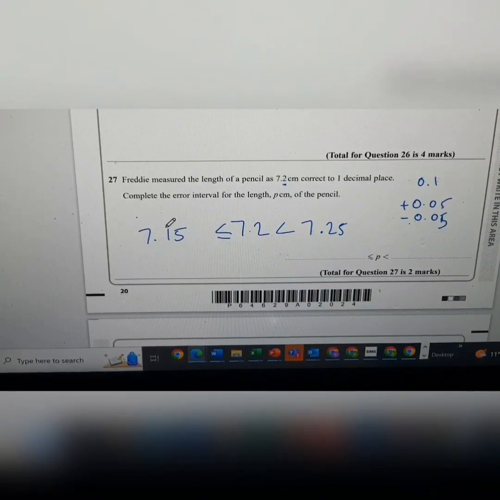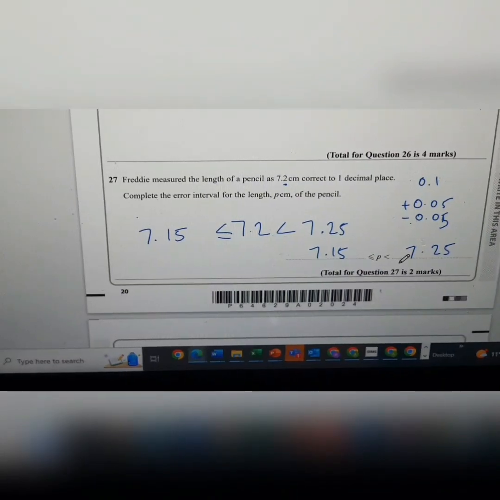So it includes 7.15. It does not include 7.25, because if I round 7.25 to 1 decimal place, that would be 7.3. So this symbol says it doesn't include 7.25, but this is the upper bound that you would be expected to write in your exam paper. So I'm just going to put that in the answer box there, 7.15 as the lower bound, 7.25 as the upper bound, and as you can see, those symbols that I talked about earlier.